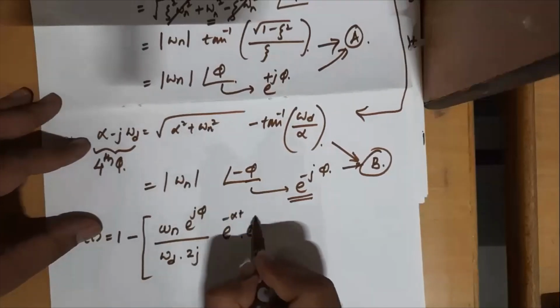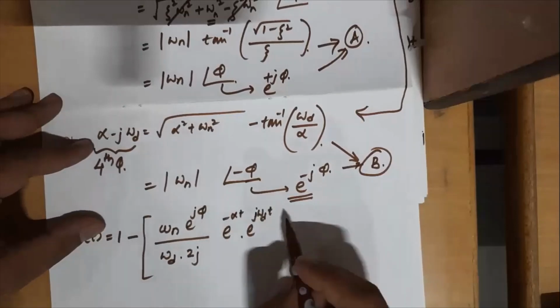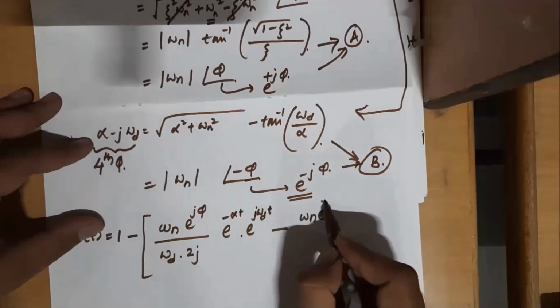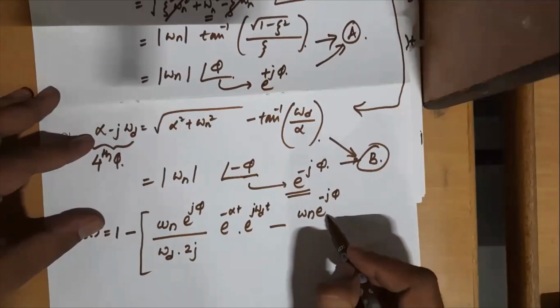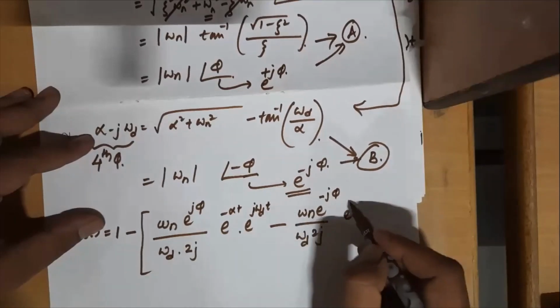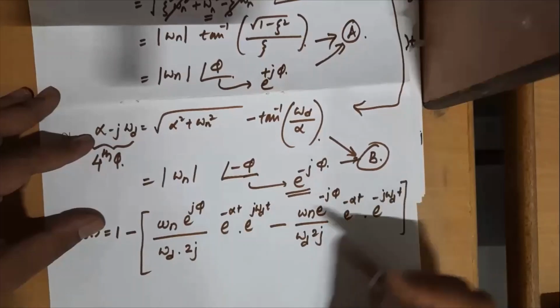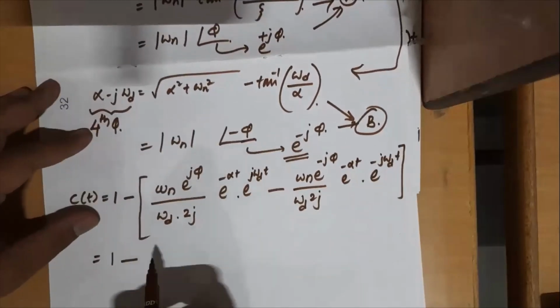We have e raised to minus alpha t and e raised to plus j omega dt. Similarly, minus omega n e raised to minus j phi into e raised to minus alpha t, divided by 2j as it is, and e raised to minus alpha t into e raised to minus j omega dt. Okay, so we are just one step ahead of the final expression.